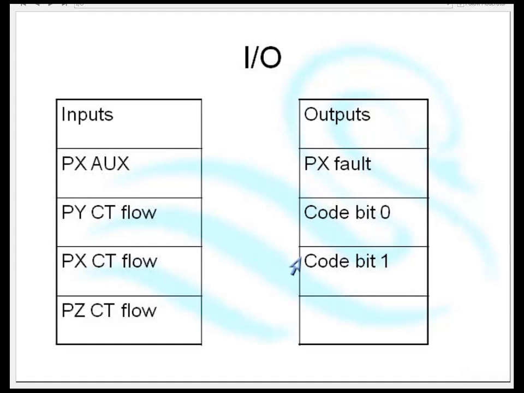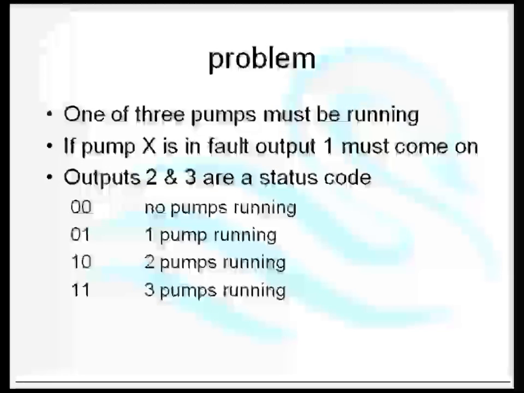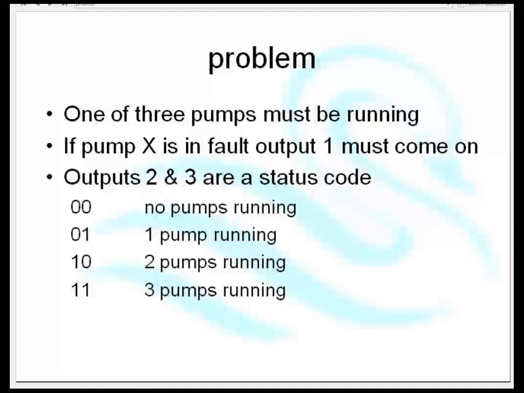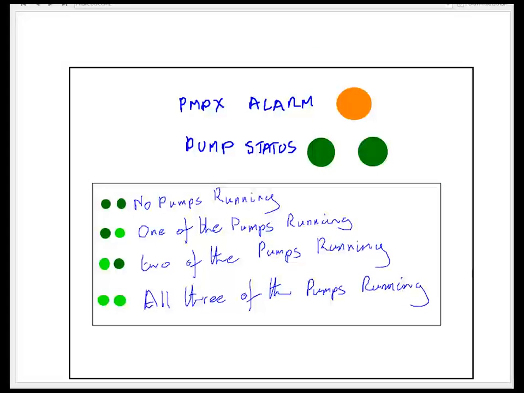The second and third lights are going to be code bits. Now what that means is, the way it works, the first light will go on if pump X is in fault. If pump X is not running properly for some reason, the red light will switch on to say I've got an alarm. The other 2 will be a code bit, and that code will tell me how many of the pumps are running. A little drawing might explain things.